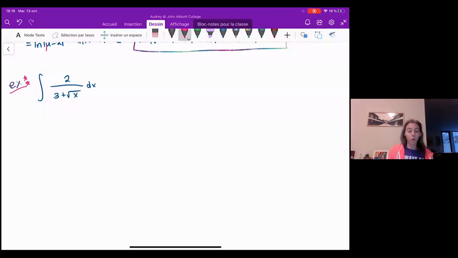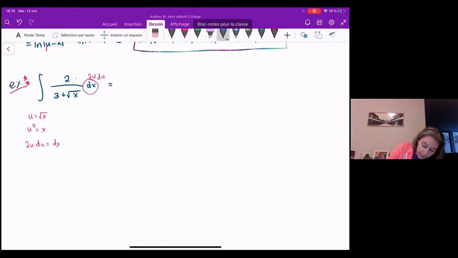I'm going to let u equal the square root of x. Letting it be x, not helpful. Letting it be the square root of x gives us a really easy way to proceed. So u is equal to the square root of x, which means u squared is equal to x. Anytime we let u be a radical, we immediately square both sides, and then I get 2u du is equal to dx. So I'm going to replace that dx right there with 2u du.